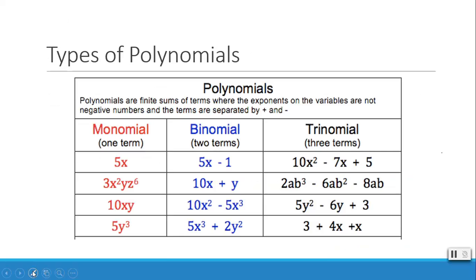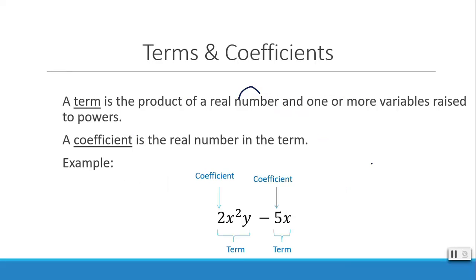Different types of polynomials include monomials, which are a single term, binomials, which are two terms, and then trinomials, which are three terms. A term is the product of a real number and one or more variables raised to powers. So for example, 2x squared y would be a term, and negative 5x would be a term. Essentially, they're just like pieces of your polynomial.